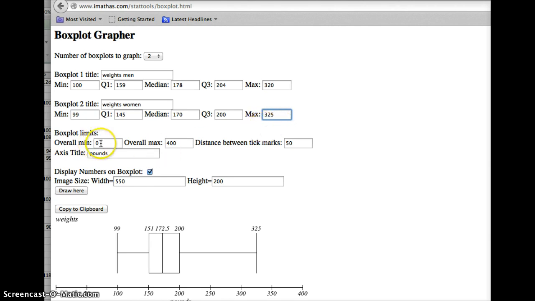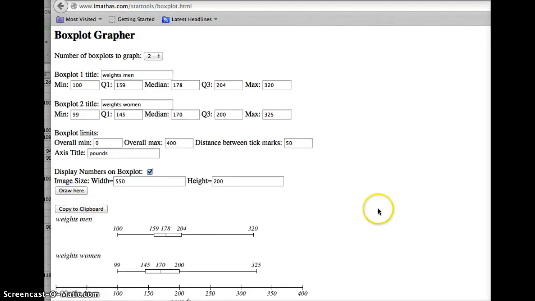So our overall min 0, overall max 400, tick marks 50, that sounds decent. Axis title pounds. Let's draw these 2 box plots, called side-by-side box plots, on the same scale so we can see how they compare to each other. And there you see it. We have the men in the first position, the women in the second. So in general, the men tend to be a little bit heavier, with the exception of the largest individual in the collection. And that will conclude this lesson.